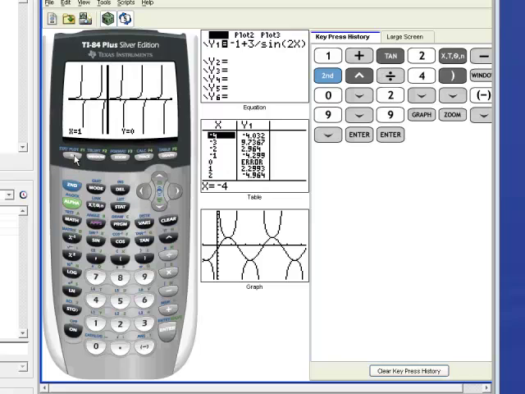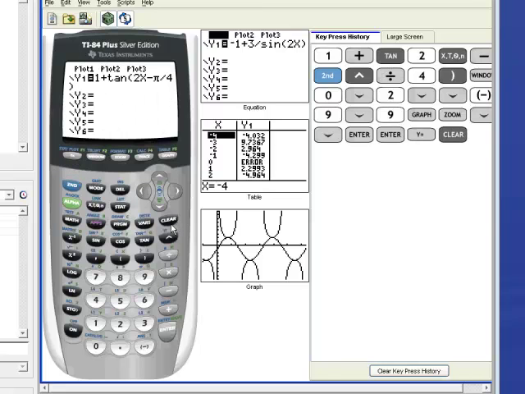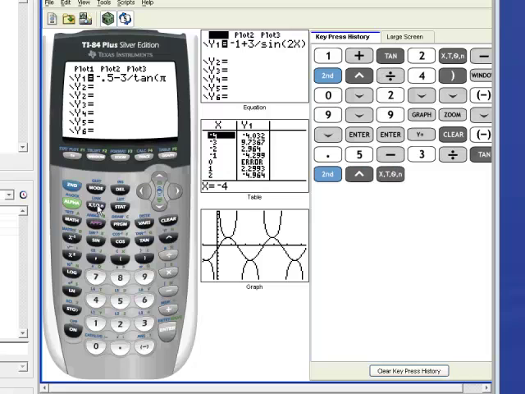Okay, we're going to do the other one, which is negative 0.5 minus 3 times cotangent, which of course means instead of multiplying by cotangent, we divide by the tangent, of pi x plus pi over 2.